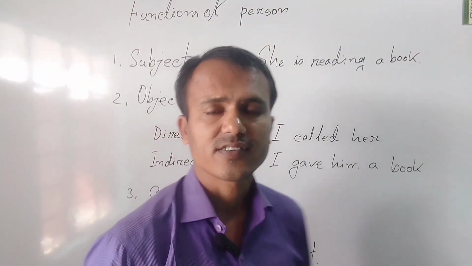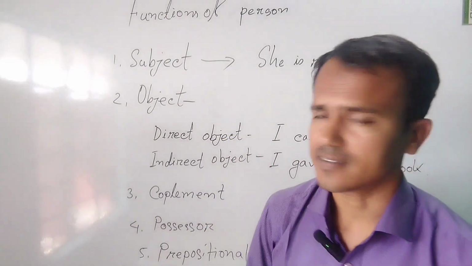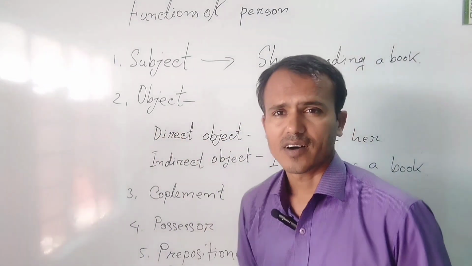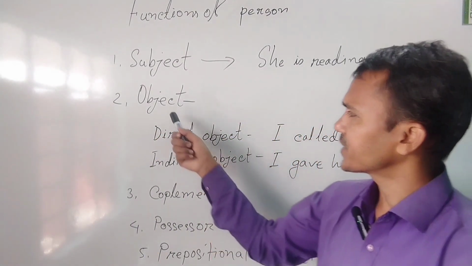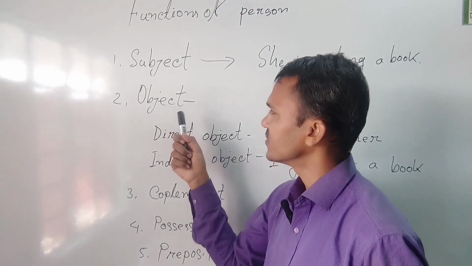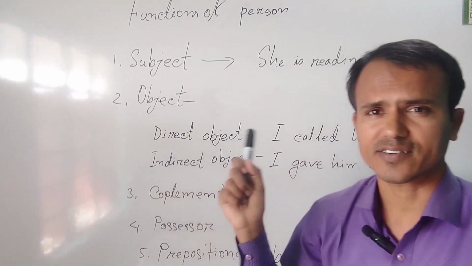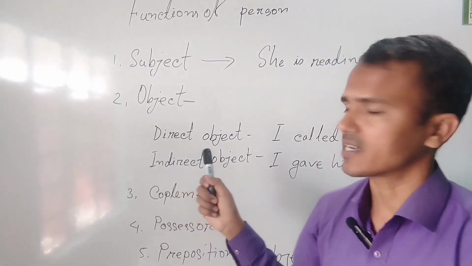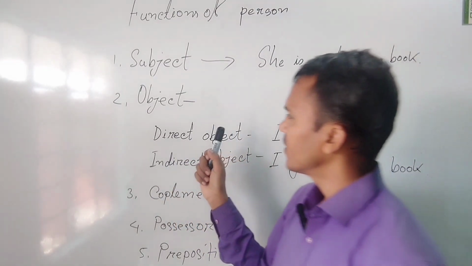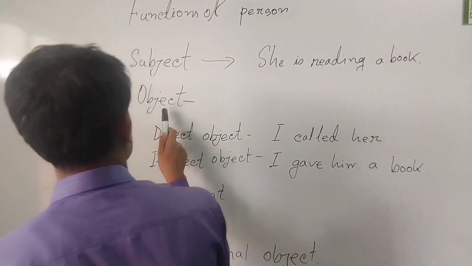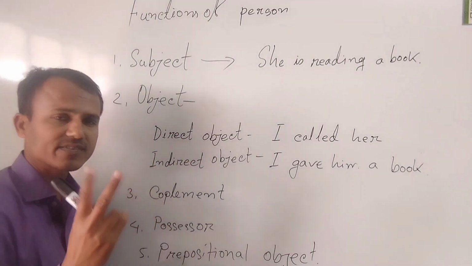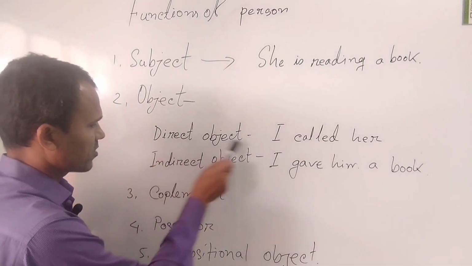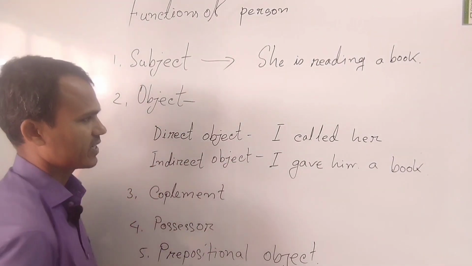The another function of person is object. We know about object. Object: the person that receives the action directly or indirectly. That term we call object. These objects are divided into two categories, such as direct object and indirect object.